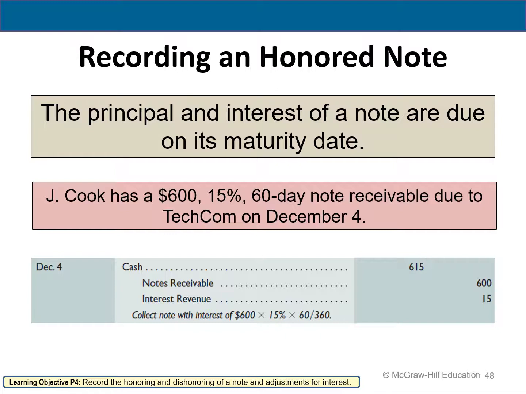So our note receivable is going to go to zero, so we're going to credit notes receivable for $600. And then we're going to credit interest revenue for the interest we made on the note. So that's going to be $600 times 15% times 60 days divided by a 360-day year. That 15% is an annual rate. You've got to convert it to a 60-day rate, right? So we're going to credit our note receivable, credit our interest revenue, so our debit is $615 cash that they're paying us. Okay?